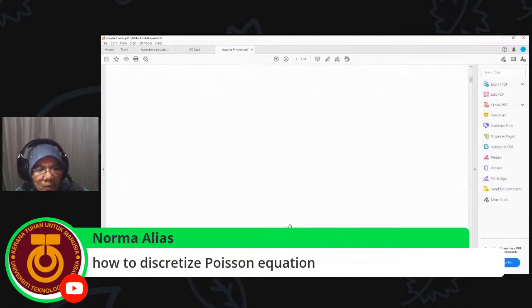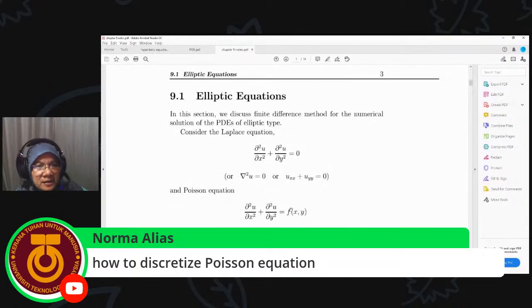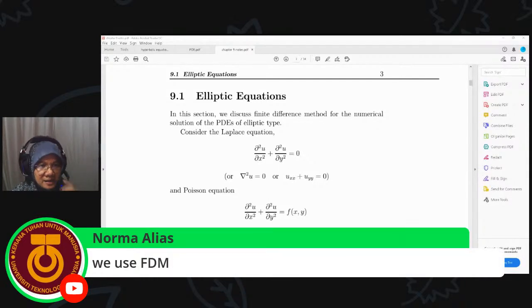So now, we meet here today with a few objectives. What is our meeting today? Our meeting today is to discretize the elliptic equation, and then to see how we fit the boundary condition and initial condition into the discretization of the elliptic equation. My question is how? The answer is we use the finite difference method that we learned from chapter 5.